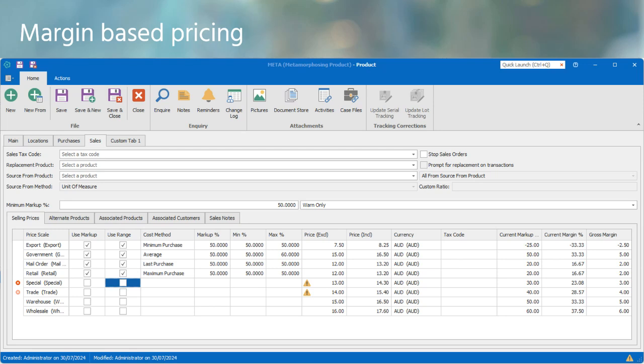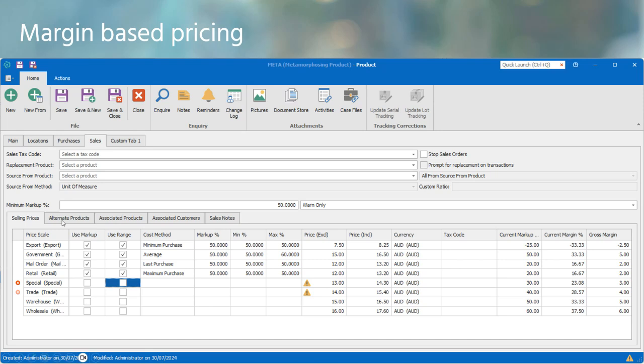There are a couple of things that come into play here. Before we get into the actual price grid down the bottom, you have your minimum markup percentage, and then you have your severity, so you can prevent people from selling items outside of the margins that you've set. And then you have a whole range of abilities here to use markup in your price settings and factor in tolerances and things like that.